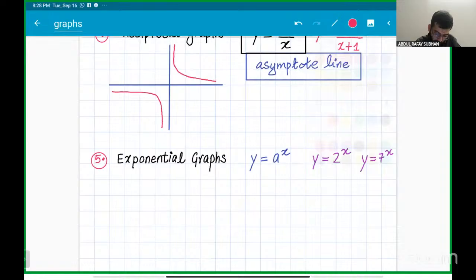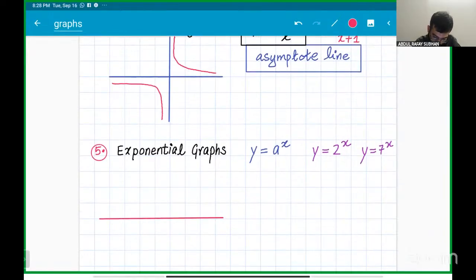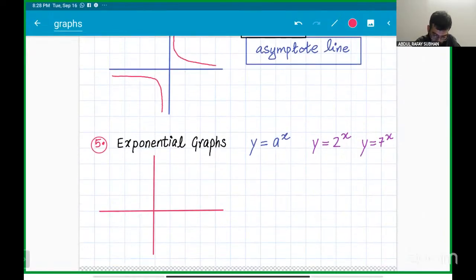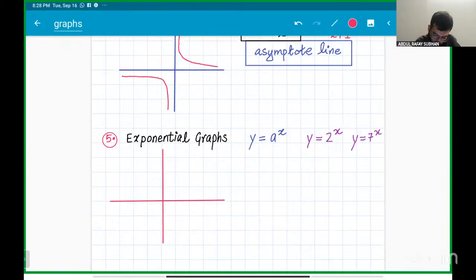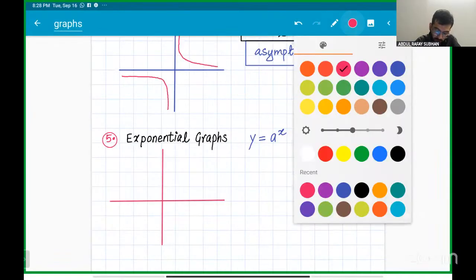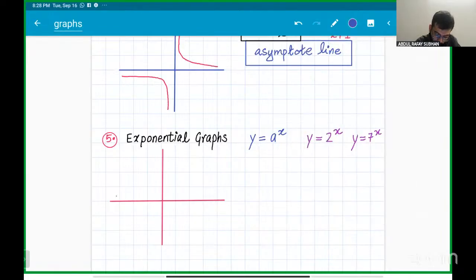And if you have to sketch an exponential graph, it will look something like this. Most of the time they are just going in an upward direction. Okay, this is how the exponential graph will look. Is everyone understanding, getting it? It will be going in an exponential way, increasing in a square power form. That is how an exponential graph looks.